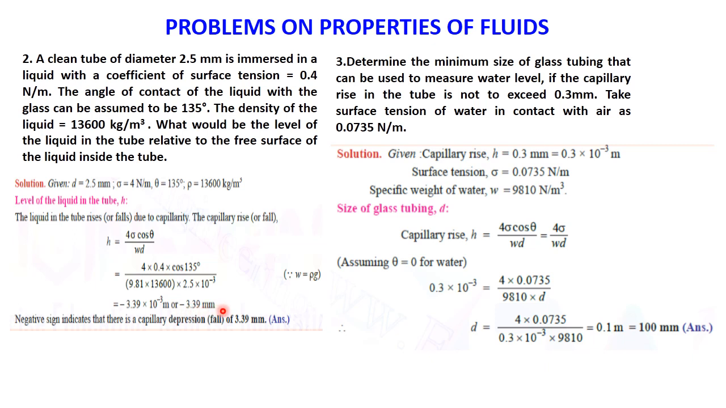Remember, in capillary action, a minus sign indicates that there is a capillary fall and a positive value indicates that there is a capillary rise from the standard value. So this negative sign indicates that there is a capillary depression.